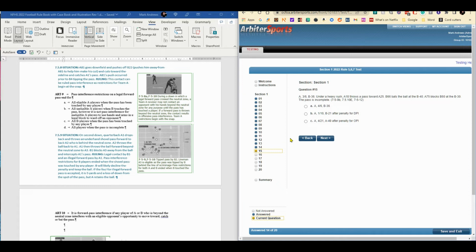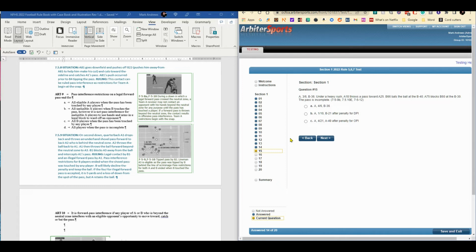B66 bats the ball at the B40. A75 blocks B60 at the B30. The pass is incomplete. So we've got several things here. We've got A75, who would typically be ineligible downfield, right? He's at the B30, and the line of scrimmage is the B36, so he's 6 yards downfield.